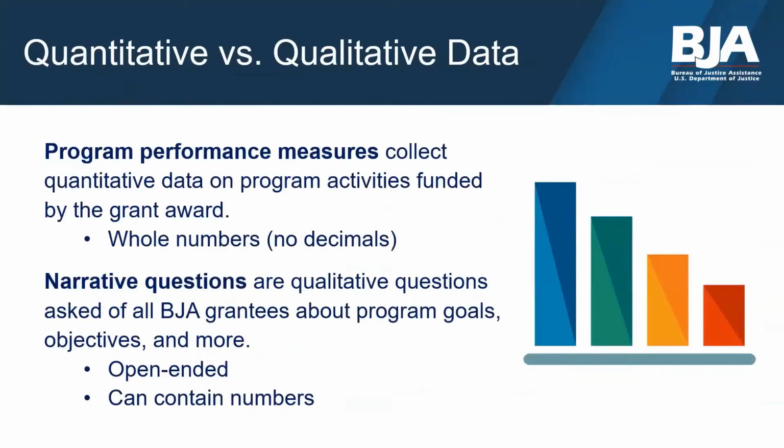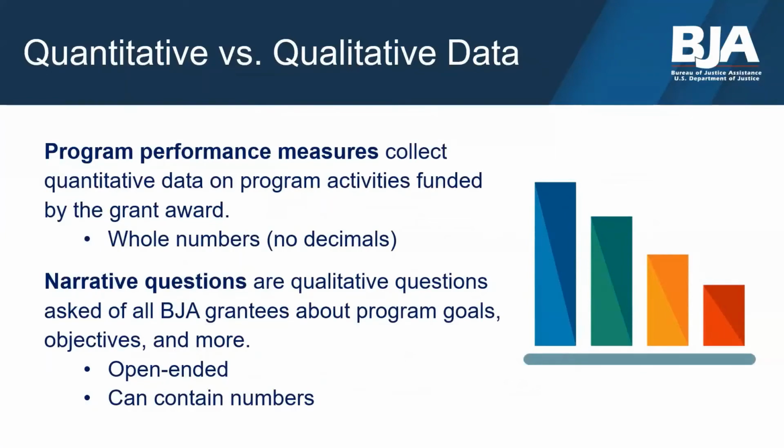Performance measurement questions are made up of two main categories. The first is the quantitative program performance measures. This is where you enter the numeric data you collected over the course of the reporting period. For example, how much was spent on enforcement equipment during this reporting period.